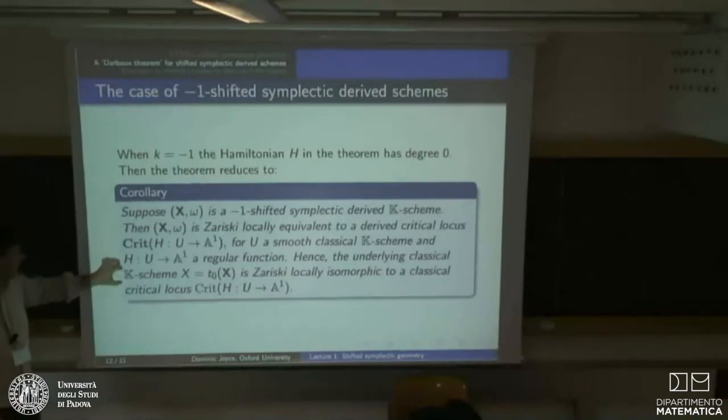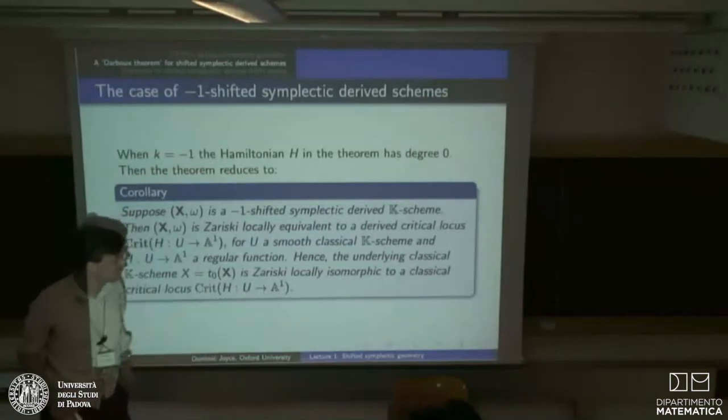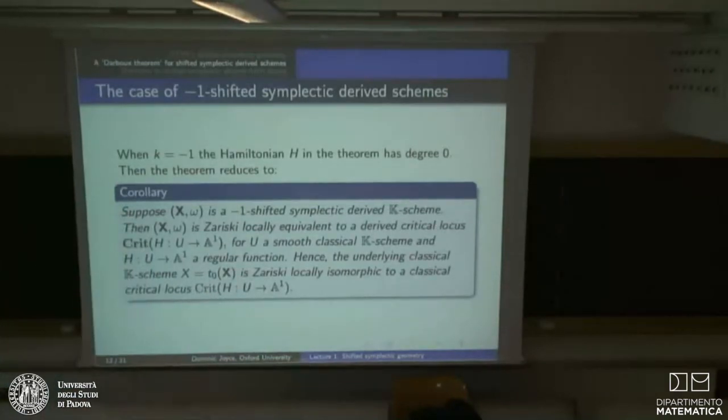So in particular, the classical K-scheme X, the classical truncation of bold X, is Zariski locally isomorphic to a classical critical locus, Crit(H), with H going from U into A^1. So this is really a very strong result. It is stronger than I was expecting.